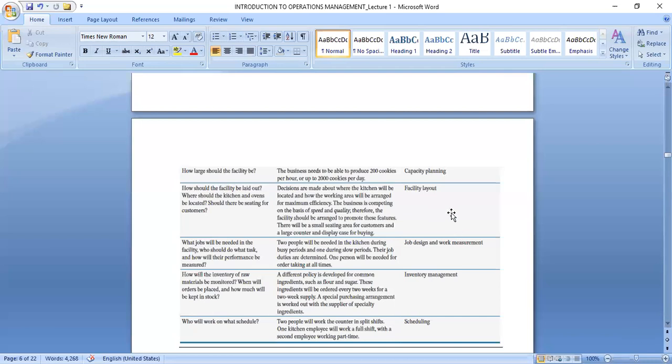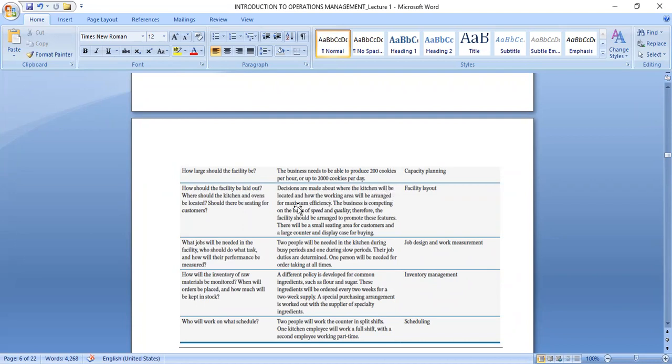And then another operations management decision is facility layout. So for this particular case study of a cookie making business, they would ask themselves, how will this facility be set up? How will it be organized? So you find that maybe they'll ask, will they have a kitchen? Will they have ovens? Will the ovens be located there? And will they have a place where customers are sitting? So at the end of the day, they decide that they will have a kitchen in the facility.